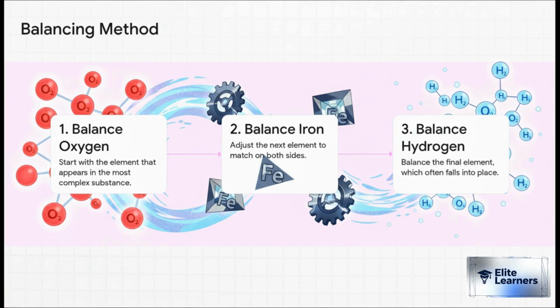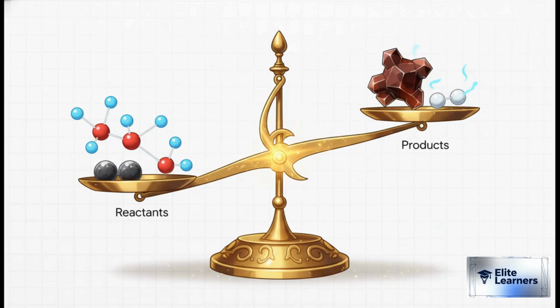A good rule of thumb is to start with the most complicated-looking element, in this case, the oxygen. Then we move on to the iron. And finally, we tackle the hydrogen, which usually just falls into place by the end. And voila! Here is the balanced equation.